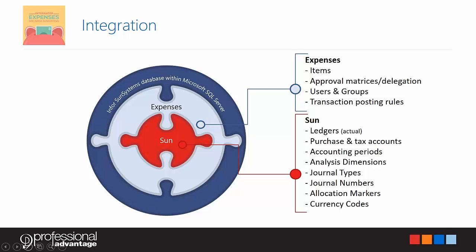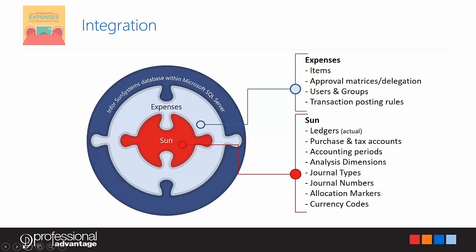So within Sunsystems, expenses will read and write directly to the Sunsystems ledger, so this is mostly posting to your actual ledger. Expenses uses your purchase accounts and tax accounts that you have defined in Sunsystems. So there's no replication of data, there are no batch updates that are required, and that's quite key when you're talking about a product that integrates, because if you want to create a new chart of account record to enable further analysis, then that chart of account record will instantly be available to your end users within the expenses module.